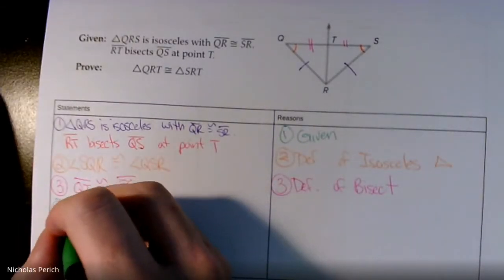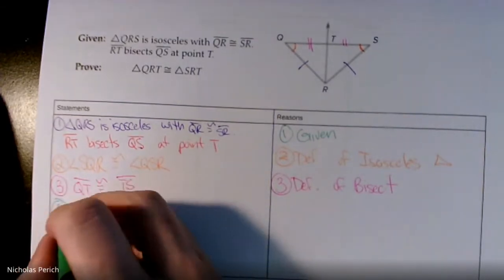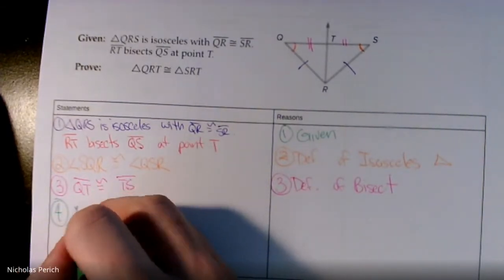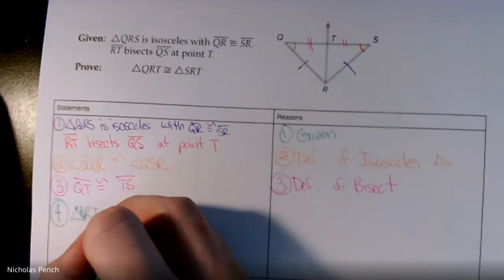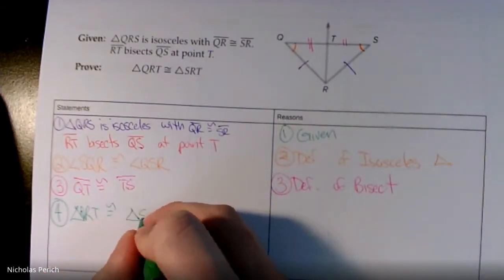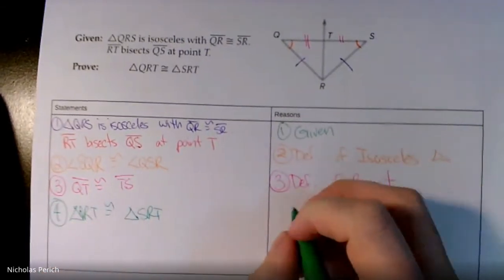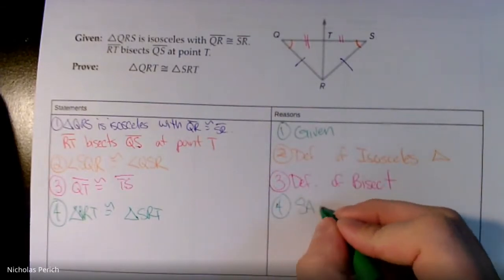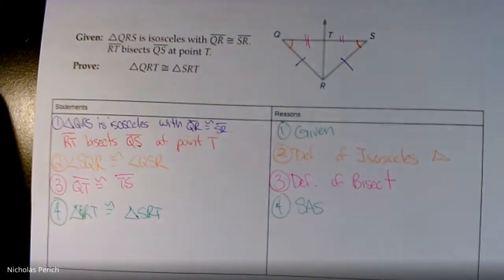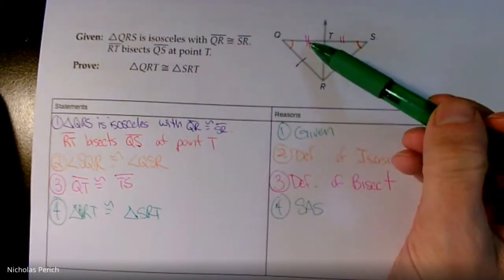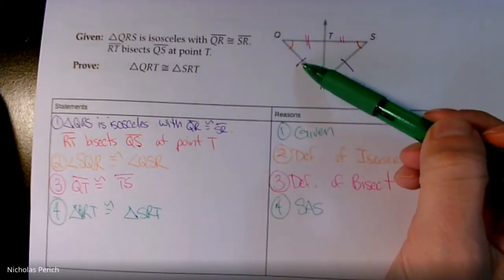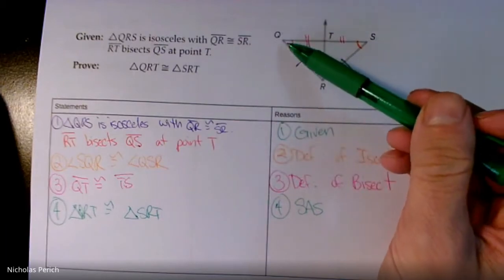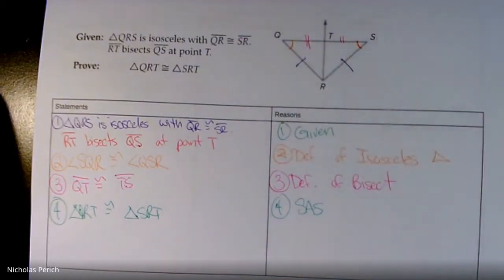And I'm going to agree with Santiago that we have QRT is congruent to SRT because of SAS. And here's how you know it's SAS. Side, angle in between, another side.